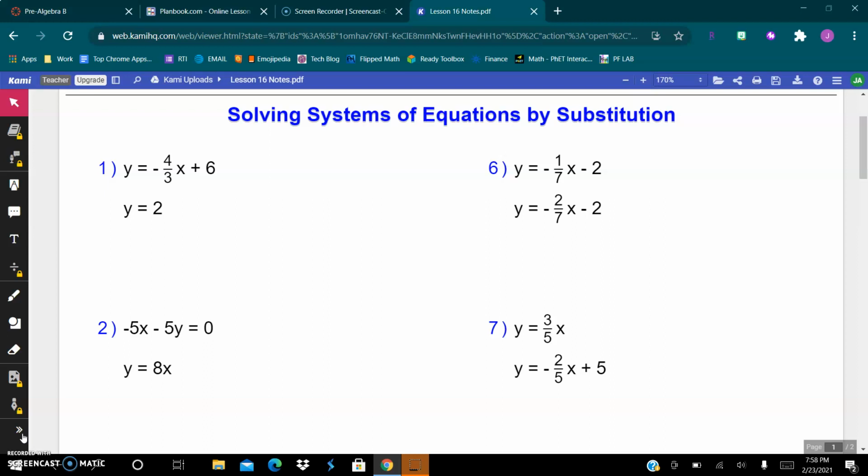So there's three different ways. We've done graphing, now we're doing substitution. And substitution is where you take a number and you replace a variable with it. So just like if I had a substitute teacher, somebody comes in and replaces me. So we are going to take a value or an expression and replace a variable with it here to solve.